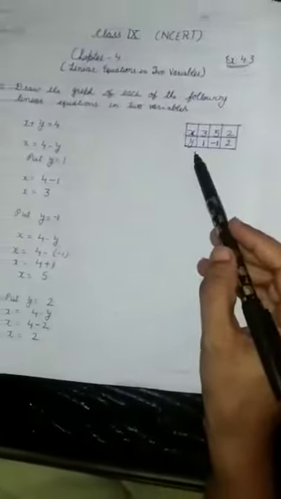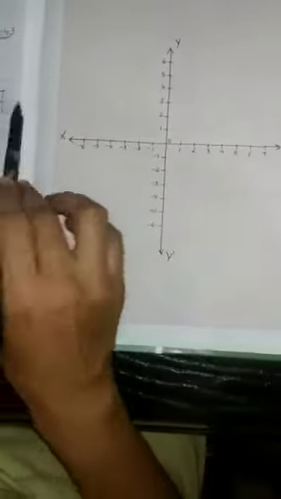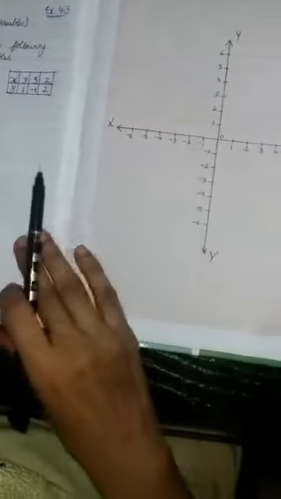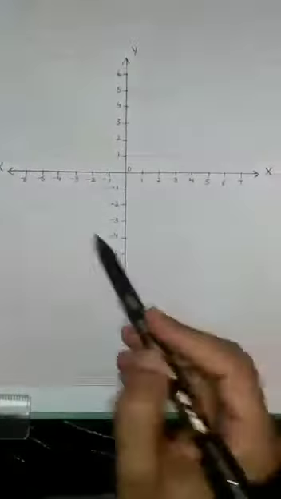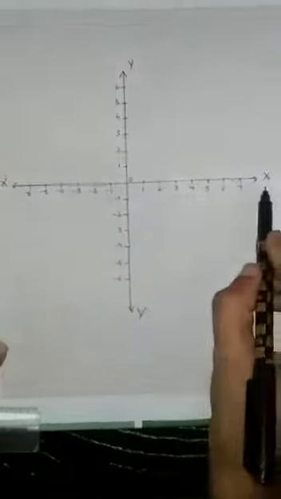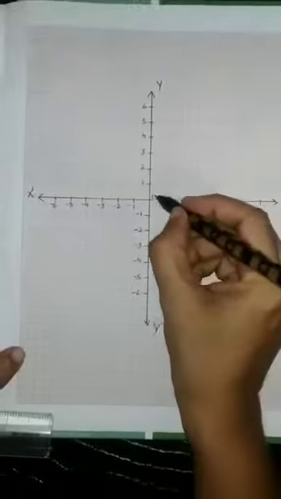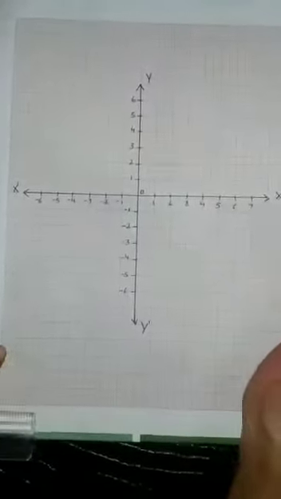Minimum we can take 2 solutions, and maximum you can take as many as you want, 3, 4, 5, you can take. Right? Now this is my Cartesian plane. This is the x-axis, this is the y-axis, and this is the origin. Now I will put these values on the graph.